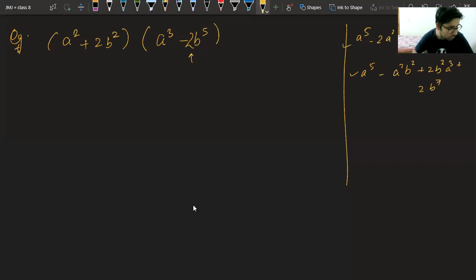Sir, please this one. One second. No answers coming. Vardhan, a power 5 minus 2b. One second, one second. It is different, so I have to write down. Vardhan is saying a power 5 minus 2b square a square plus 2b square a cube minus 4b power 7.